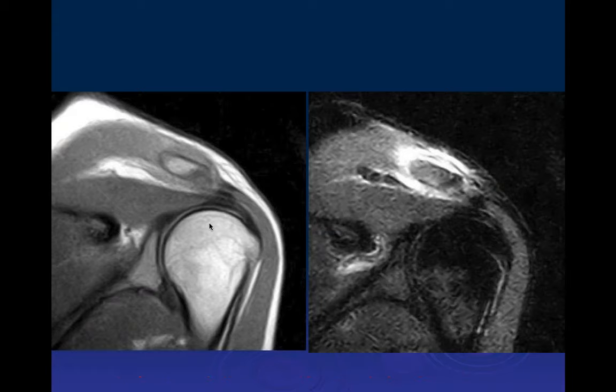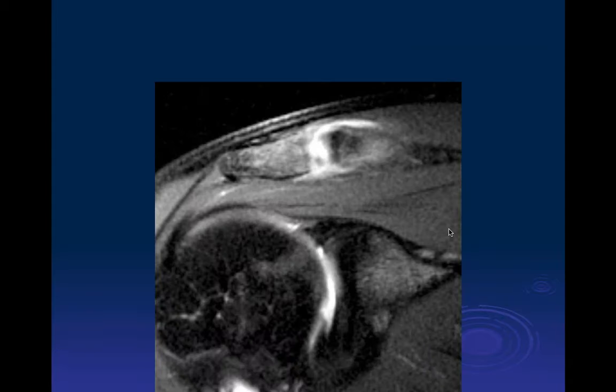Now, here's a patient who came in with pain in this area. We can see edema surrounding the distal end of the clavicle. And this patient had that intact CC ligament. So this would be a type 1 injury where you have a sprain of the acromioclavicular ligaments, and the CC ligaments are intact. So that's what a type 1 injury looks like.